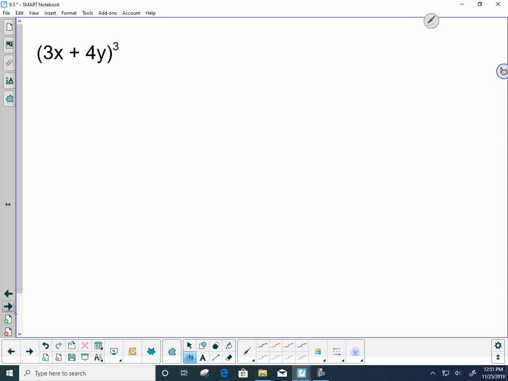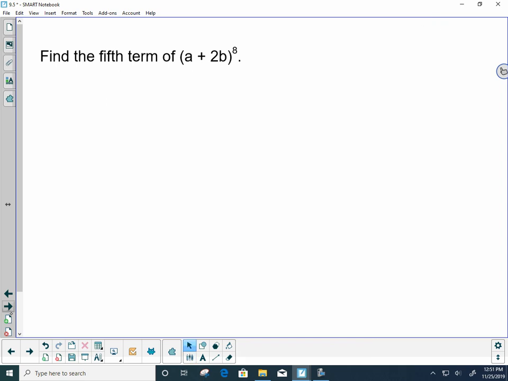Number 7, it wants you to give the fifth term of a plus 2b raised to the, oh, you guys have to the 7th power, so we're going to get to the 7th power. So I'd have to do Pascal's triangle. Let's give myself more room.